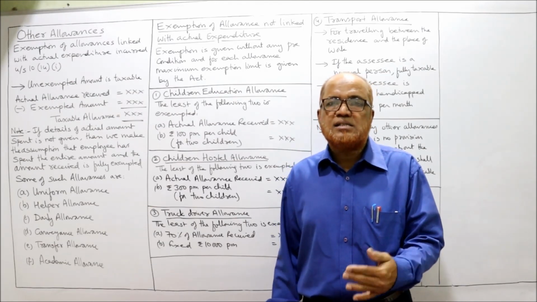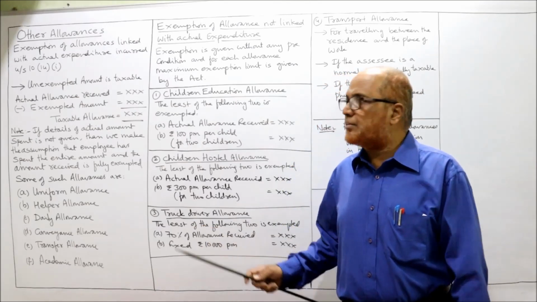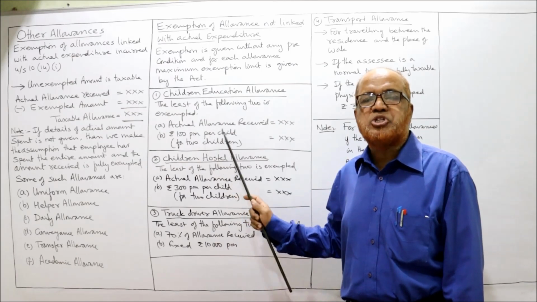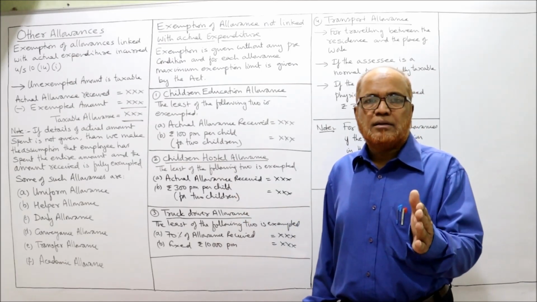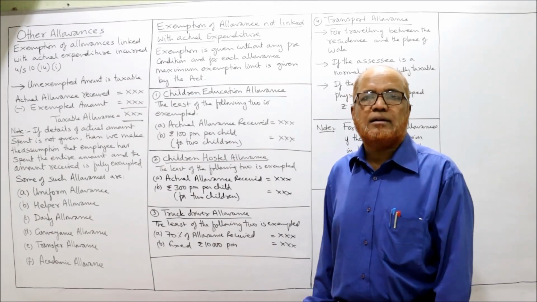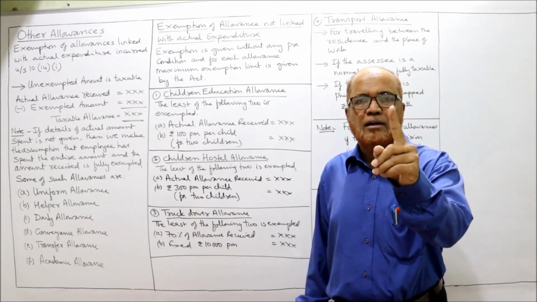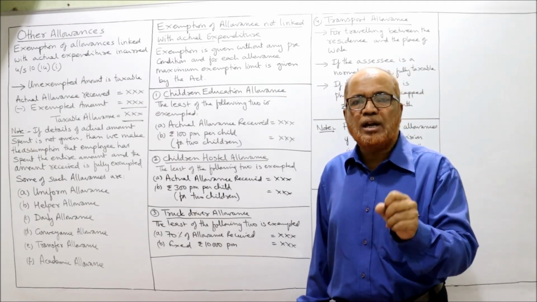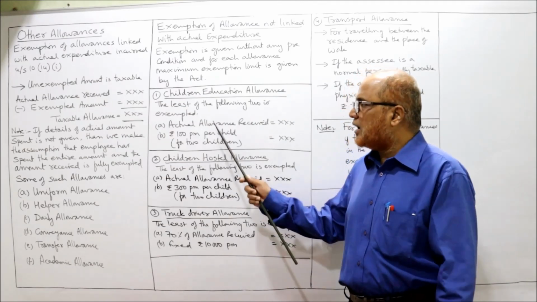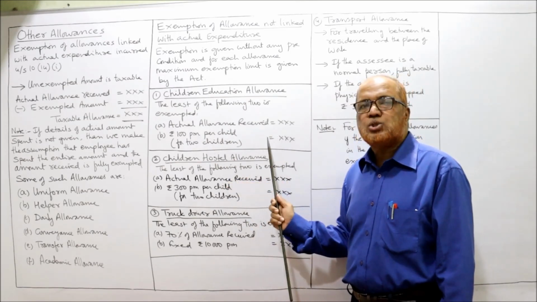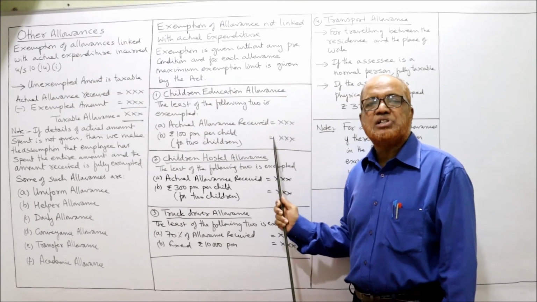The Income Tax Act says the least of the two will be exempted: the actual allowance received, or 100 rupees per month per child. Per month 100 rupees means per annum 1,200. For one child 1,200, for two children 2,400. So here the actual allowance is 36,000, whereas the limit is 2,400, whichever is least.